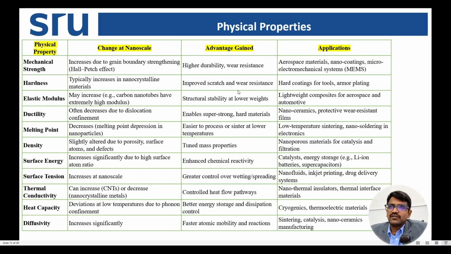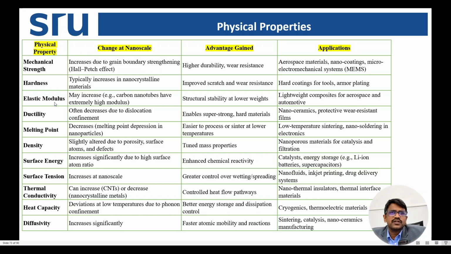Because of this advantage, these materials can be used in hard coating for tools and also armor plating. Similarly, we can use them in coating car bodies, aeroplane bodies, and also, for example, mobile phones. Whatever these surfaces are, we can apply these materials. So hardness will change, and also elastic modulus.